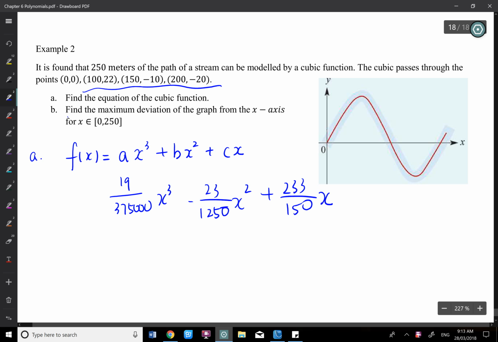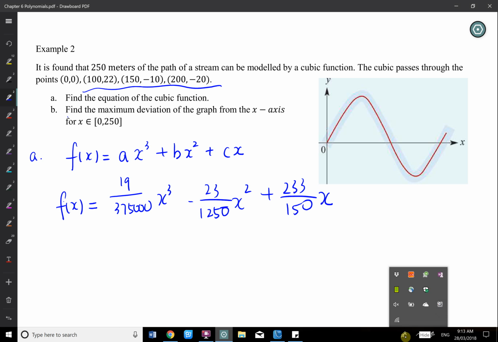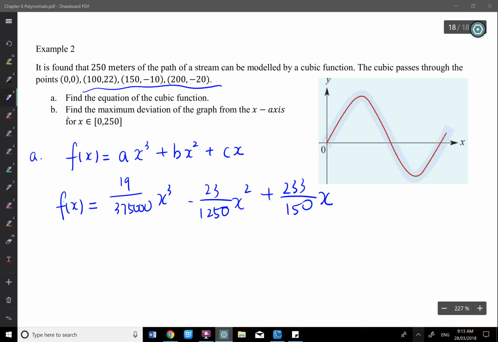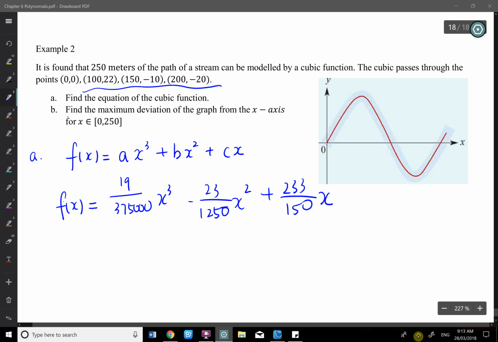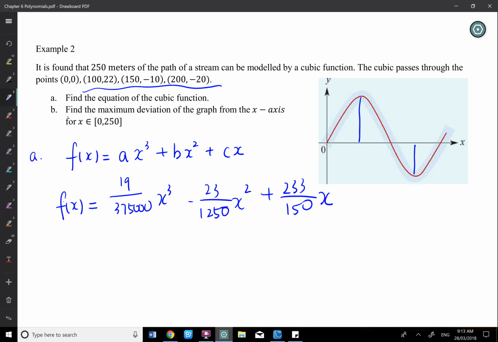Okay, that's the equation. And the next question asks us, find the maximum deviation of the graph from the x-axis between 0 to 250. What's the deviation? It's either here or here. So it's how much it goes up from the x-axis, and how much it can go down from the axis. So it's the deviation of those two parts.